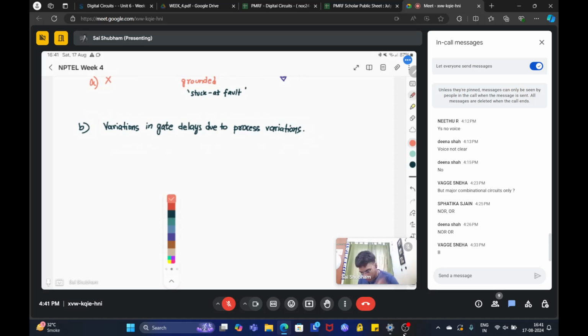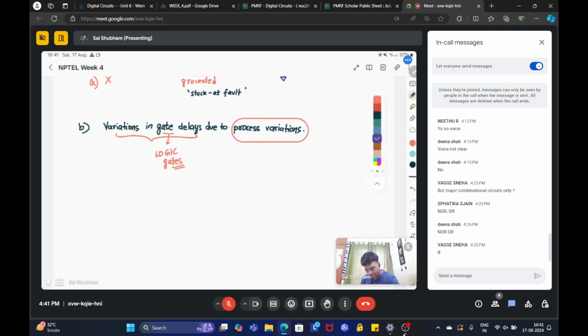So here is a term which says variation in gate delay. When we are talking about gate delays, it refers to logic gates, okay? And the delay is because of process variation. I think most of you are not aware of this term. What is process variation? Let me explain.